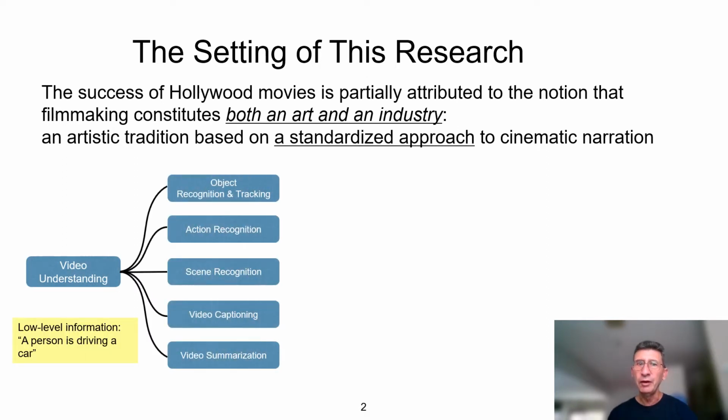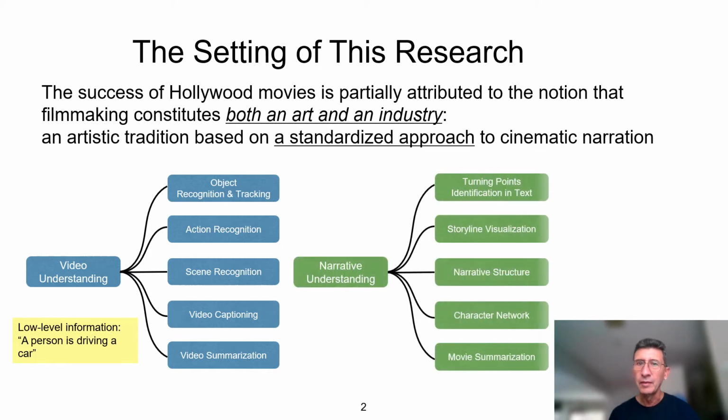The field of video understanding is focusing mainly on recognition of low-level information, such as a person is driving a car. On the contrary, the field of narrative understanding deals with more high-level information, like a person is going back home from work, which of course is a more difficult task to recognize than just identifying that a person is driving a car.